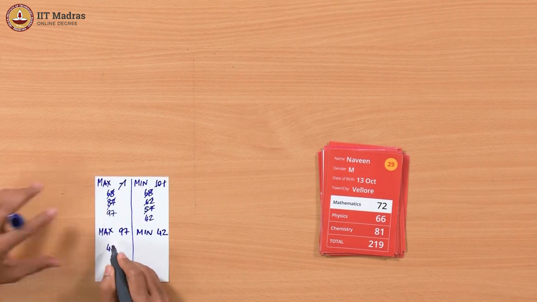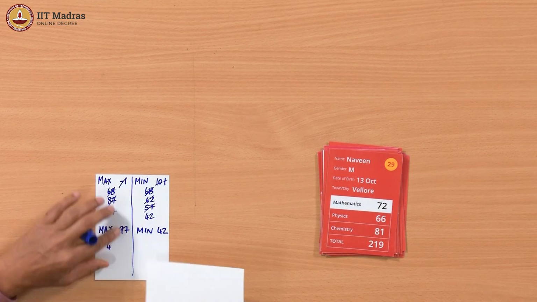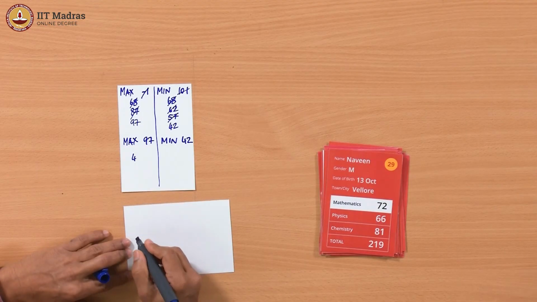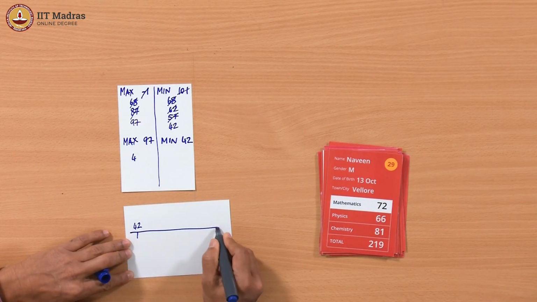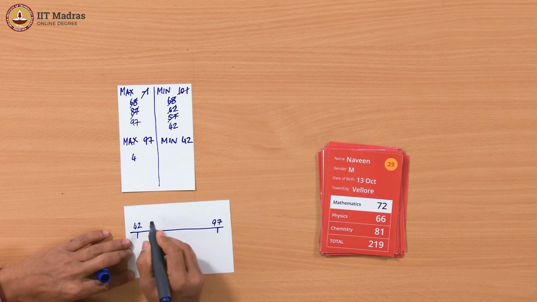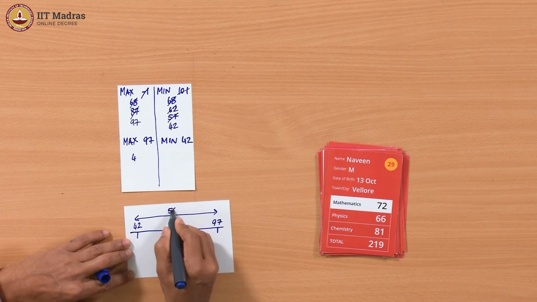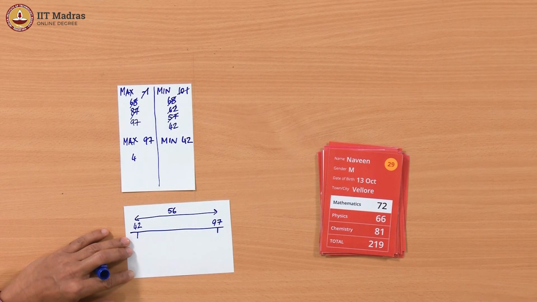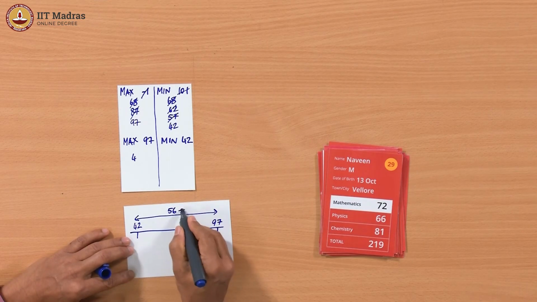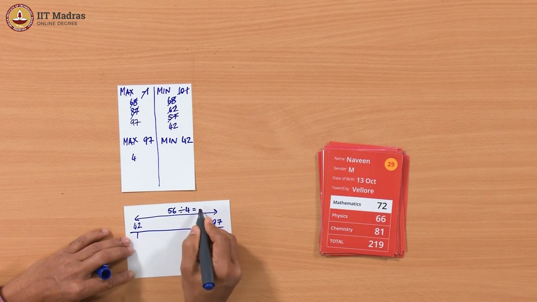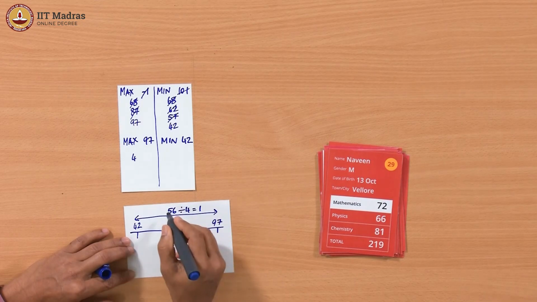So if I take another card and write it, we have from 42 to 97, and this spread is 56, right? You want to divide this into 4 parts. So 56 divided by 4, fortunately it divides. So we get 14.